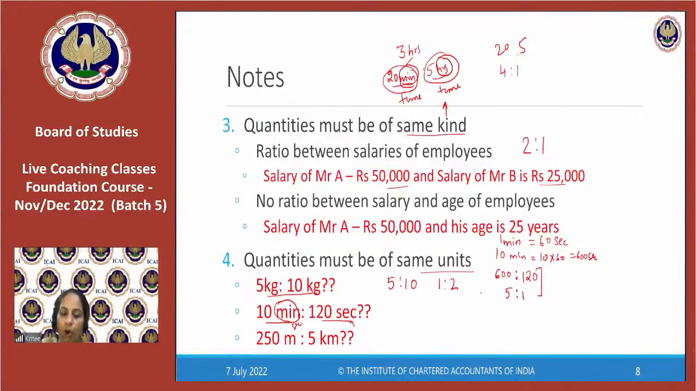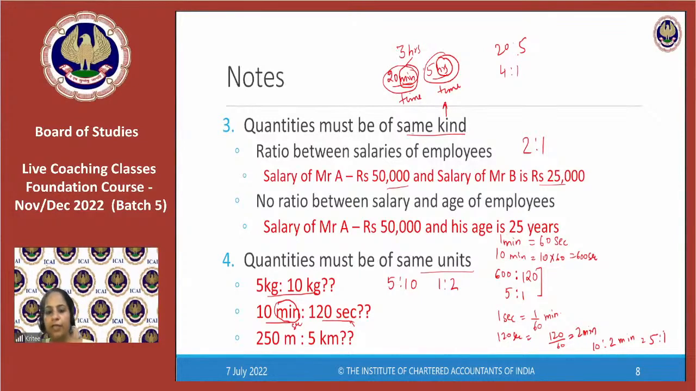All right. Or I'll tell you the other way also. 1 minute is equal to 60 seconds. That means 1 second is equal to 1/60 minute. So 120 seconds is equal to 120/60, 2 minutes. Now I can compare 10 minutes with 2 minutes. That again gives me the ratio 5:1. So your answer will be same.